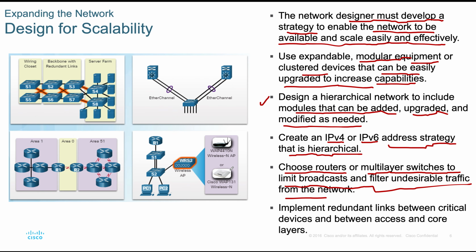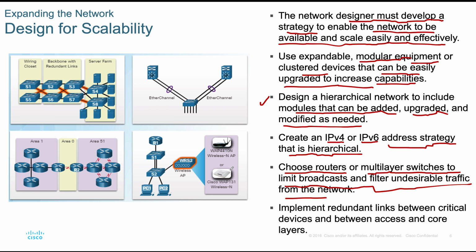Here we're looking at expanding the network. To expand the network, you need to look at the design for scalability. So you need to design in a way that the network can be scalable, can be improved upon, can be upgraded, can be added upon, okay, can be modified. If you don't design a network in such a way that it can be upgraded, that it can be added upon, that it can be modified when needed, then the network is not going to be scalable. It's a poor design.